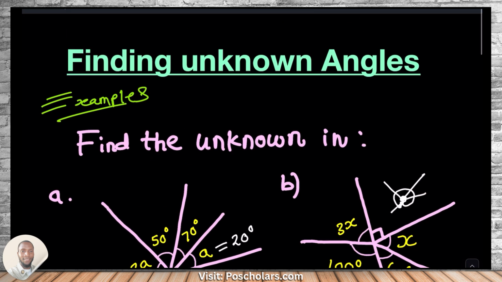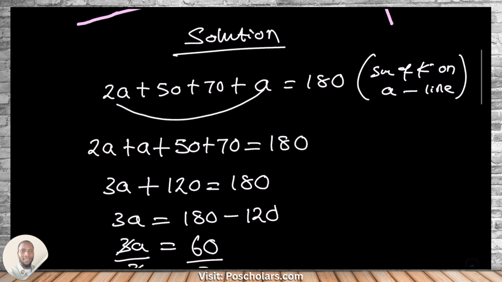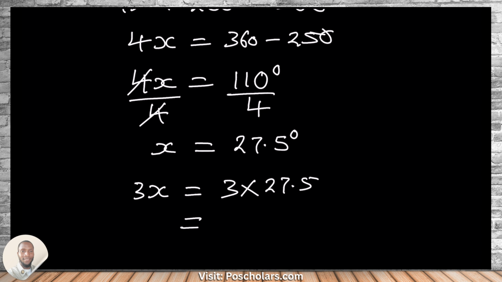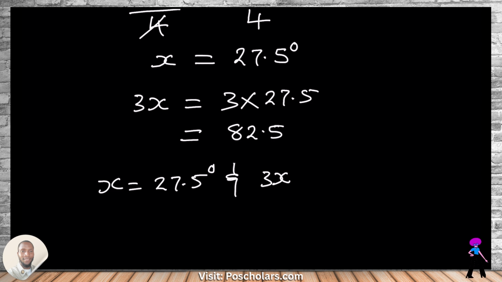Now we have gotten the first unknown, which is x. x is 27.5 degrees. But we are also asked to find 3x. These are the two unknowns, x and 3x. Since we know x, it's easier for us to find 3x. So 3x is equal to 3 times the value of x, which is 27.5. When you multiply that, you have 82.5. So you present your answer by saying x equals 27.5 degrees and 3x equals 82.5 degrees. Please put your degree sign, very important.